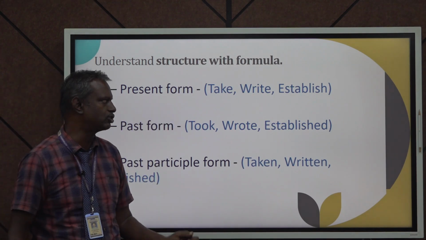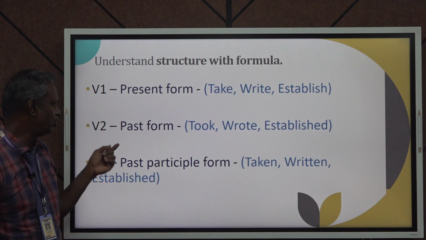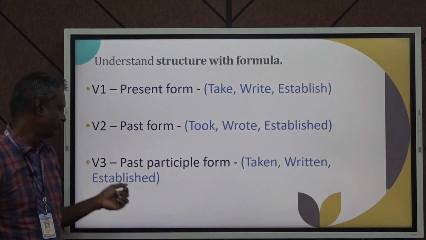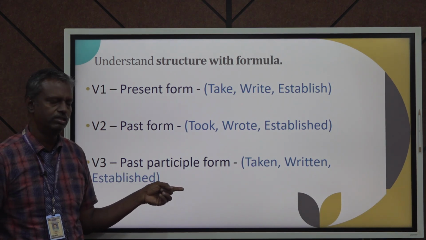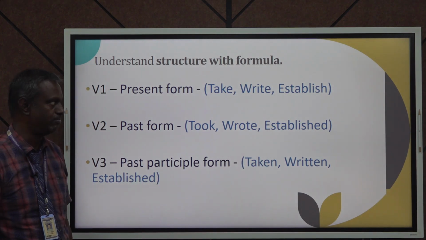Here the examples are take, write, establish. Now, look at the past form: took, wrote, established. For example, take V3, that is the past participle form, where we would have taken, written or established.